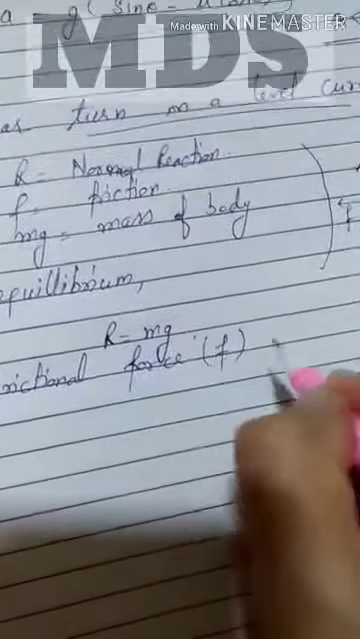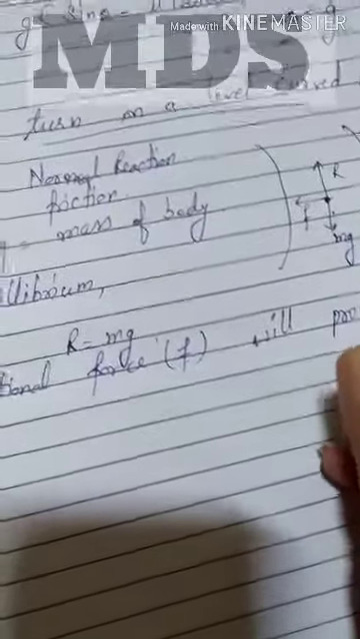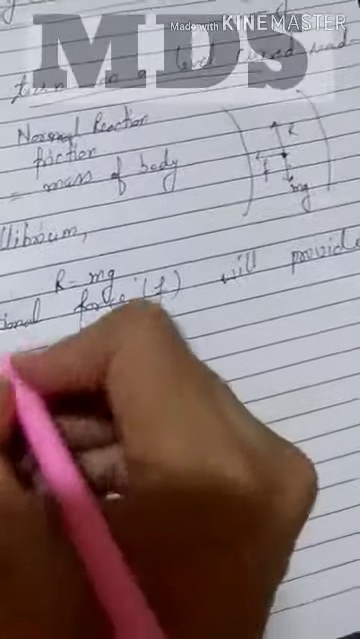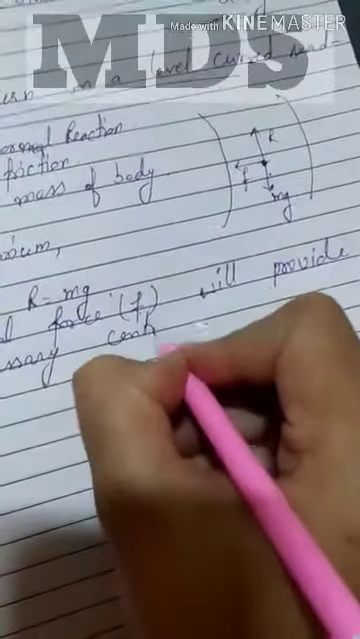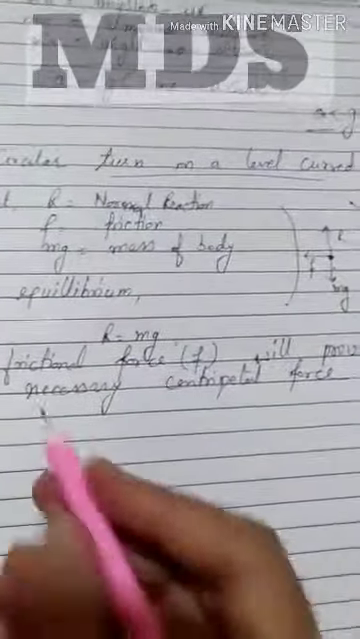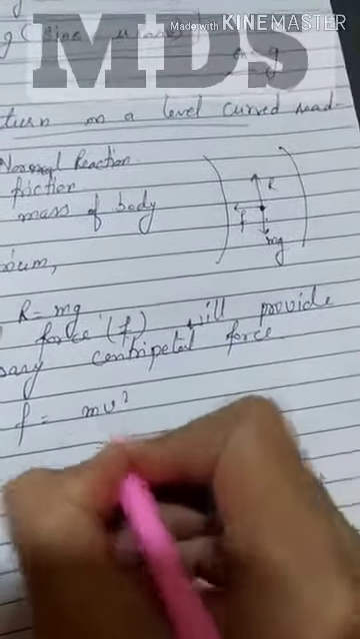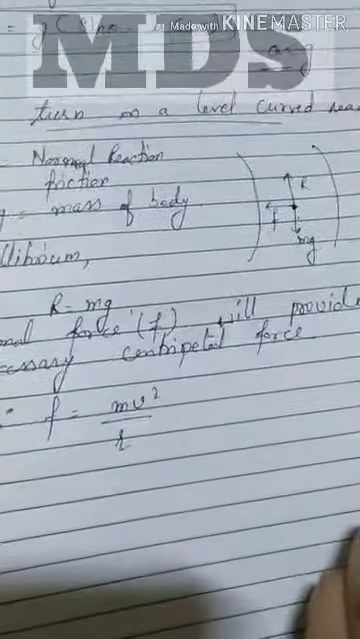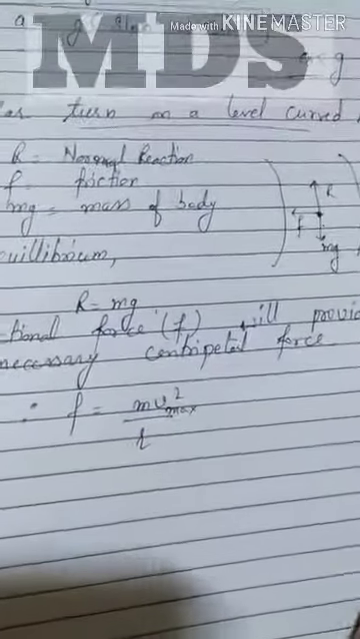Then the frictional force F will provide the necessary centripetal force. Then F we can write as mv square by r. Here this friction force is equivalent to the centripetal force, and this is the condition for maximum velocity.